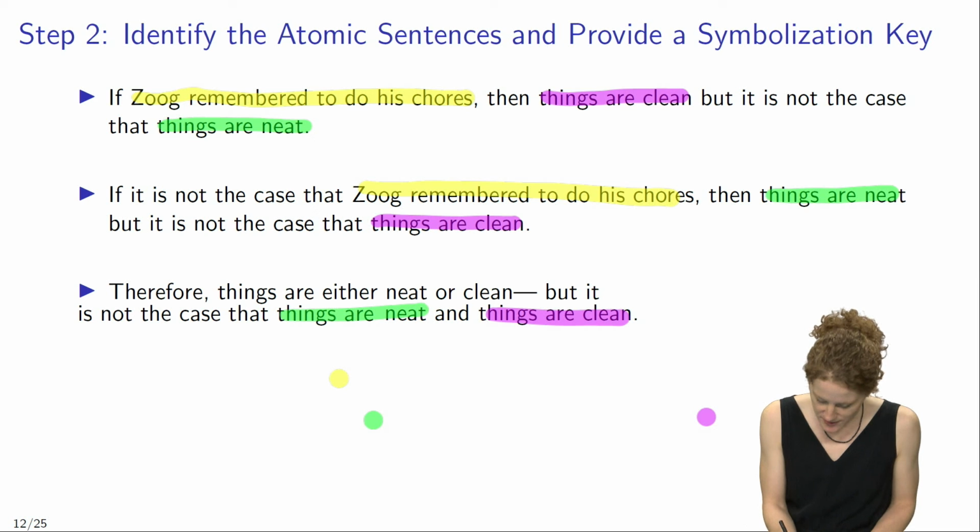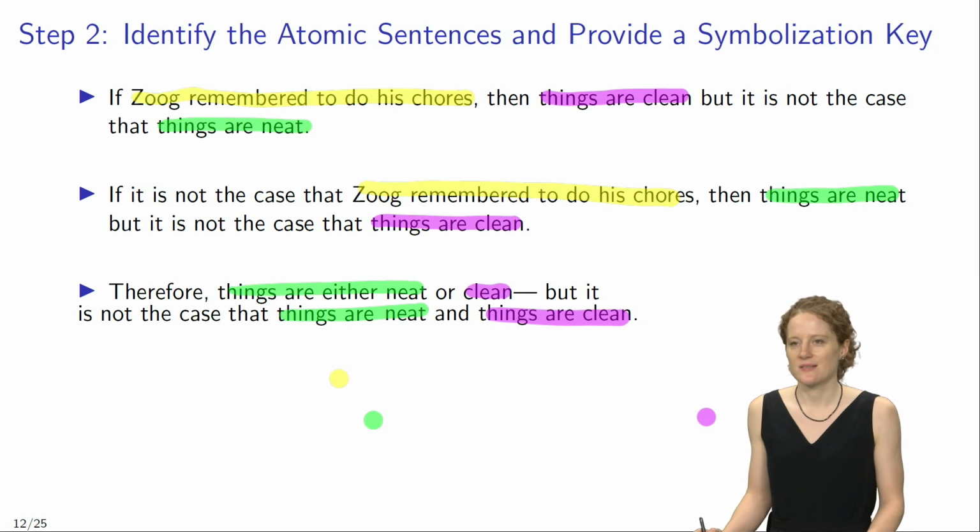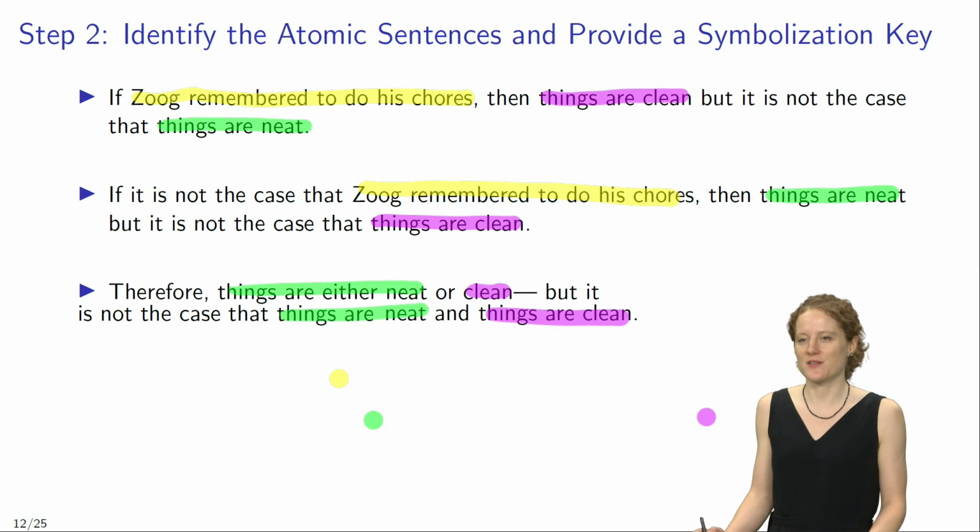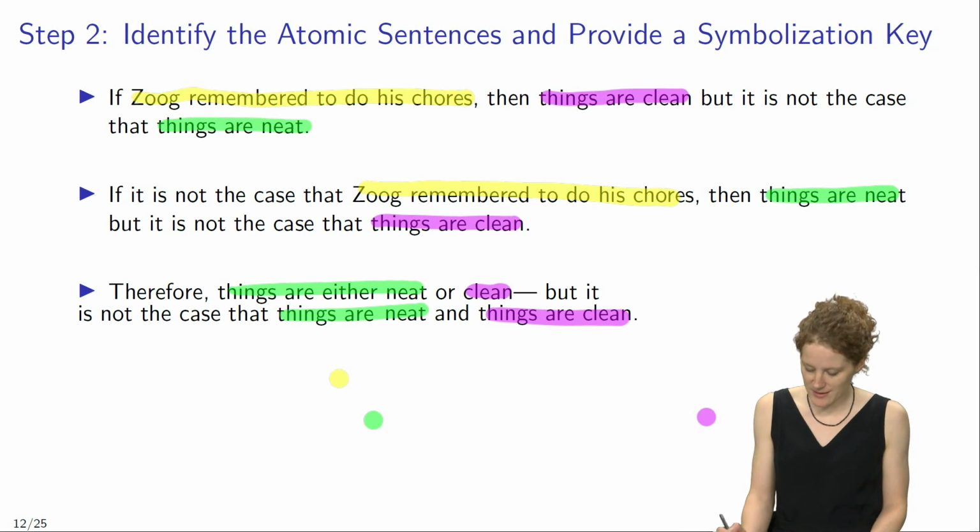Actually, I also see that twice in the conclusion, and I also see the sentence, things are clean, once again in the conclusion. So the sentence, things are clean, appears 4 times overall. Okay, so those are our atomic sentences, 3 different atomic sentences.